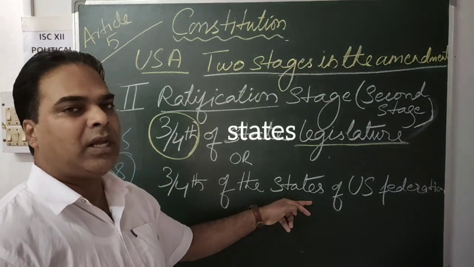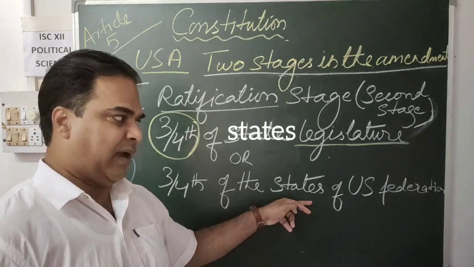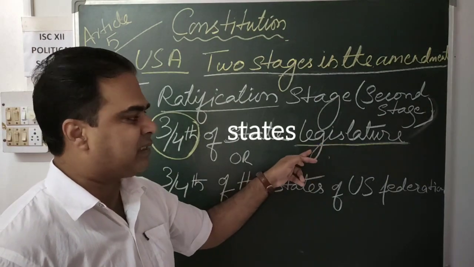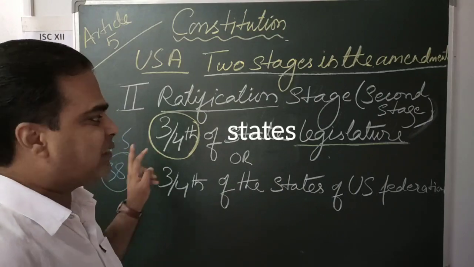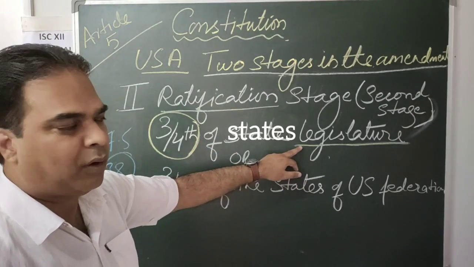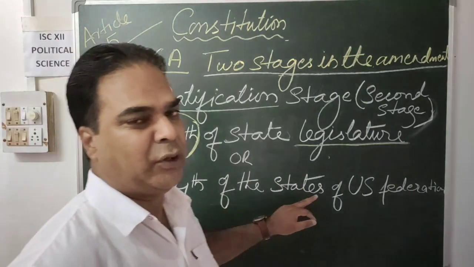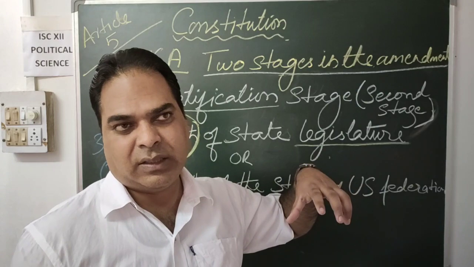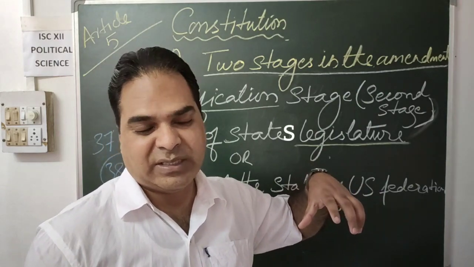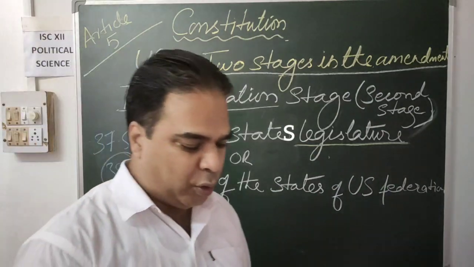The heads of the state, who is the head? Suppose the governor of the states, they have decided. So here the members of each and every state have decided. How many states? 38 states have taken the decision of approving the amendment, but here only the states of the US Federation. Out of 50, how many states have to approve it? That is 38. So I hope you understood this part.